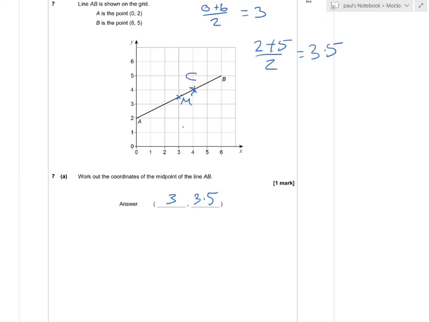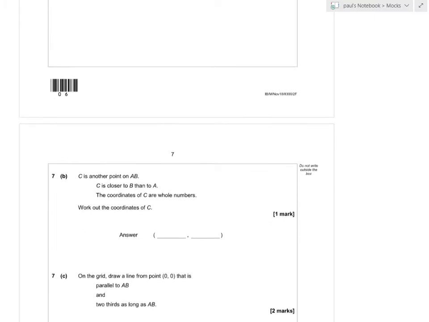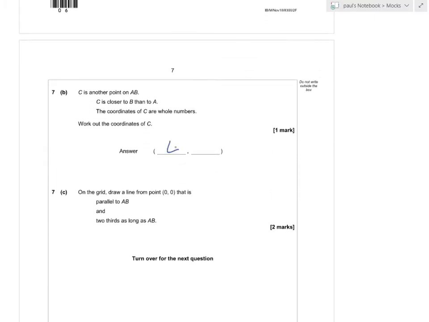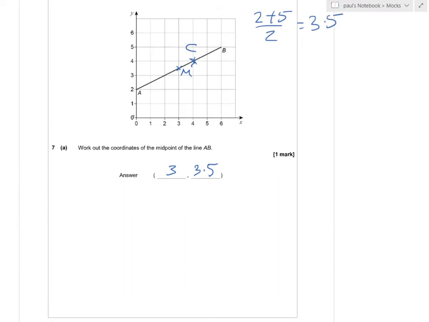So that's C, which is (4, 4). On the grid, draw a line from point (0, 0) that is parallel to AB and 2/3 as long as AB. So from point (0, 0) that is parallel to AB. So it's 2 down there.